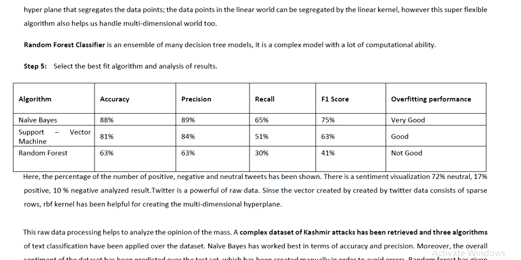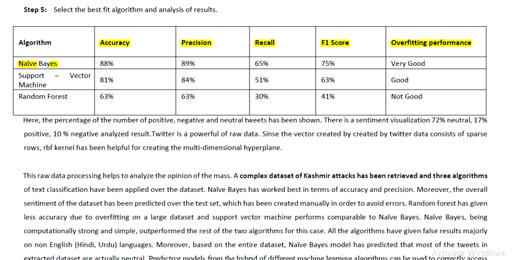Finally, they have gained the accuracy, precision, recall, and F1 score, and overall the Naïve Bayes algorithm is a very good one, the support vector machine has a good result, and compared to them the random forest is not good at all. Finally, they have visualized a pie chart showing 72% neutral, 10% positive, and 10% negative data. This is actually not a good result. A 72% neutral data result is not good.